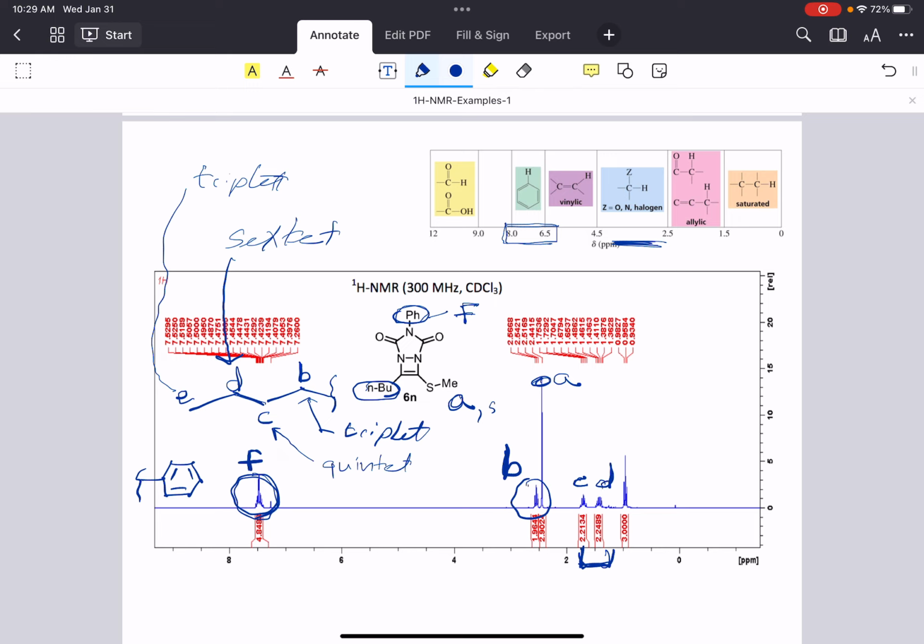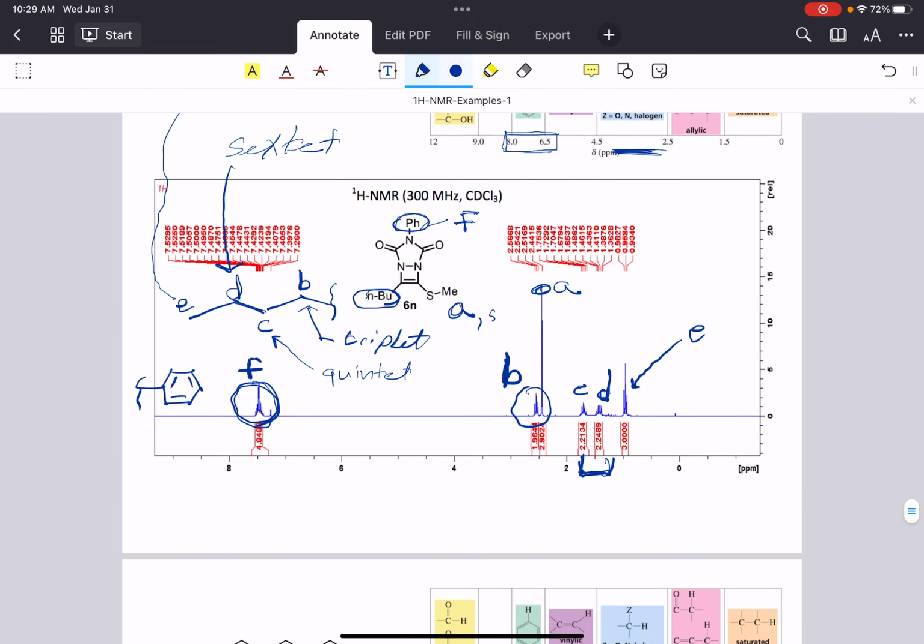And then E should be a triplet. The remaining signal here is a triplet, so I can assign that one as E. So it's not super hard to knock down all of the signals in that alkyl chain just by keeping in mind that the chemical shift is going to decrease as we go farther away from the site of attachment, which is that position next to the carbon-carbon double bond, and then we can follow the splitting pattern all the way home.